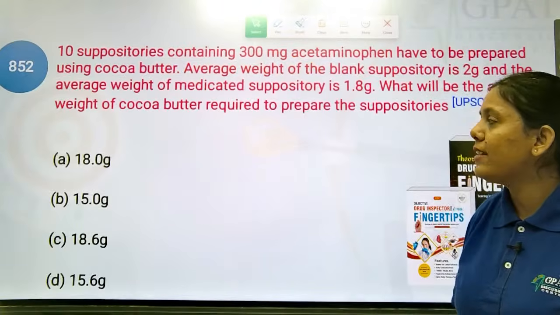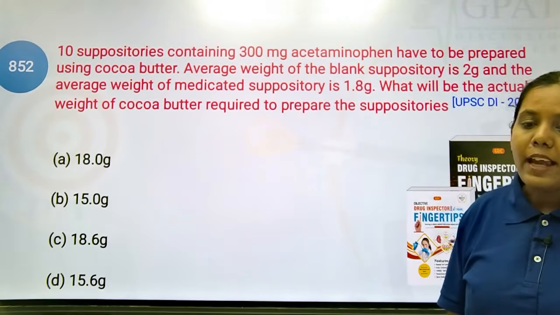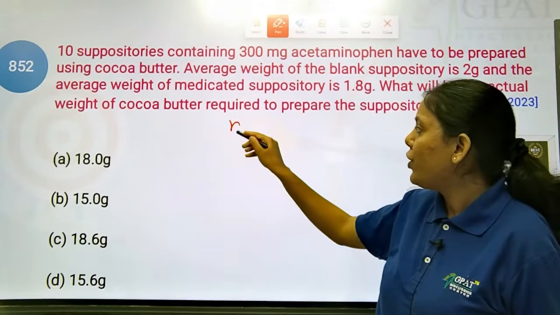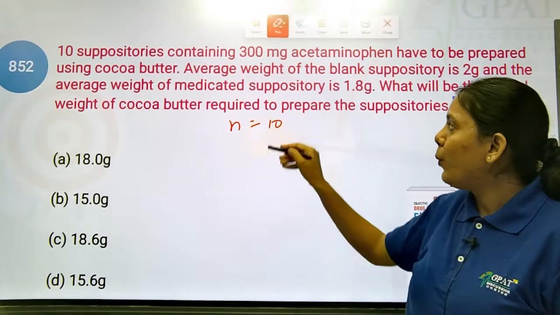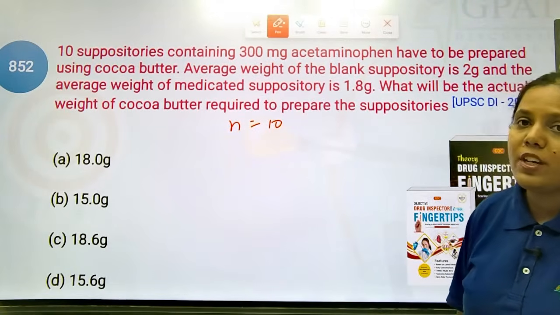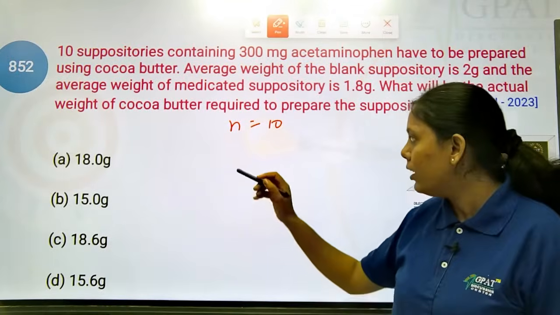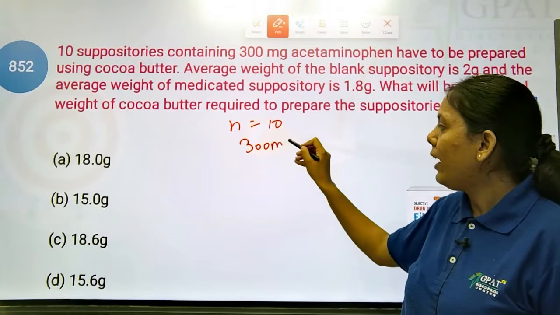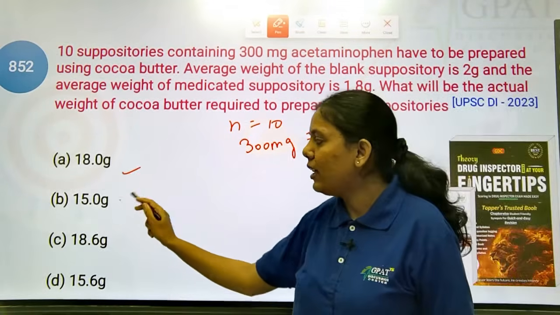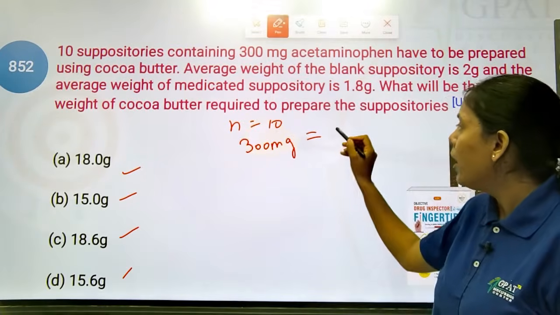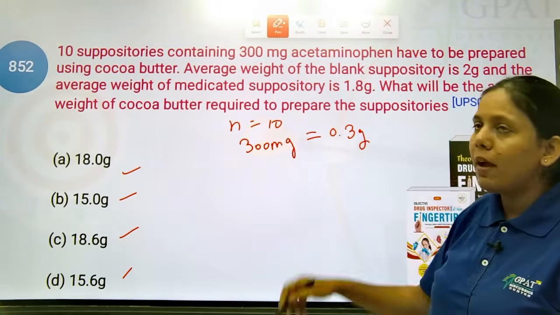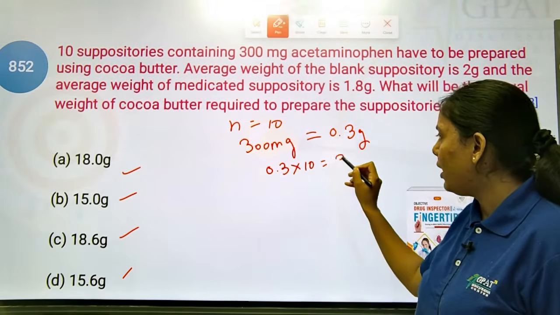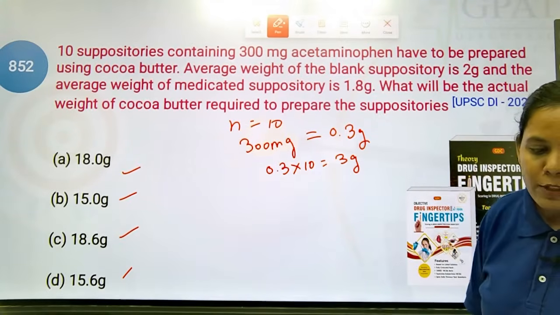Chalo. Next question is, so here the calculation is given. We will keep writing whatever is given in that question. 10 suppositories, N is equal to 10, containing 300 mg of acetaminophen, that is your drug, in one suppository. If we calculate in terms of gram, because the options are given in terms of gram, that becomes 0.3 gram, and for 10 suppositories 0.3 into 10, which is nothing but 3 grams. So this is what you have calculated.